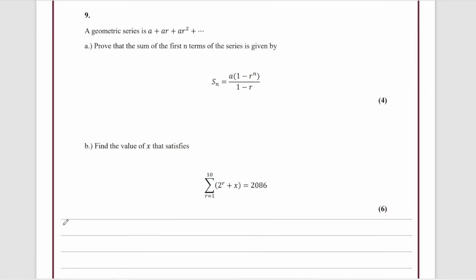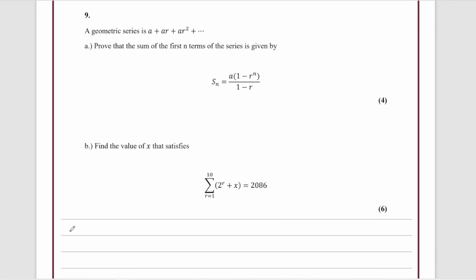Moving on to question 9 then, where we have a geometric series which is given as a plus ar squared plus, and this will just keep going and going. For part A, we want to prove that the sum of the first n terms of the series is given by this result here. This is a result you'll have used many times in A-level maths, and hopefully you may even know how to prove it already, but if not, let's just quickly demonstrate this proof.